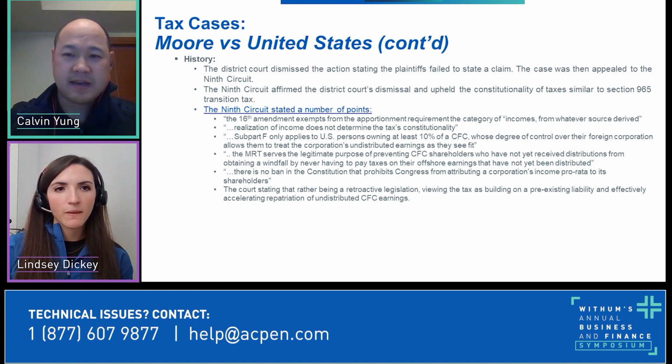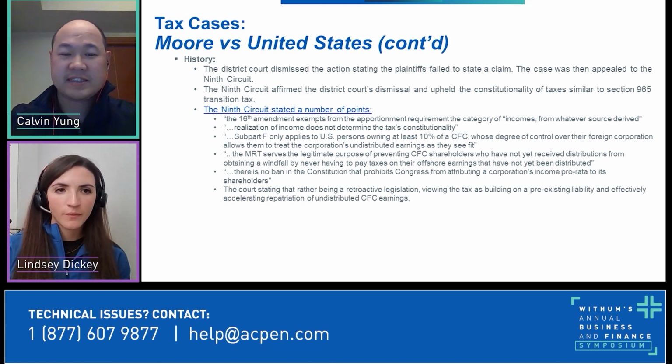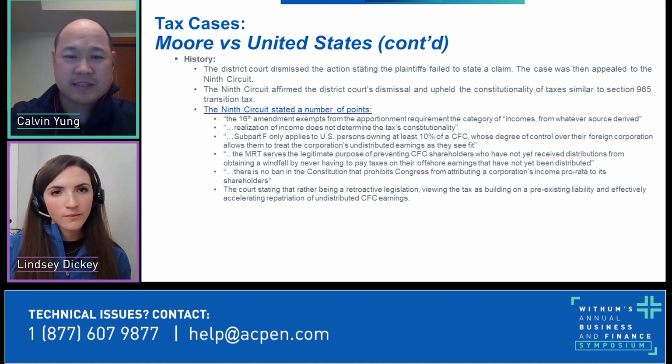Yeah, thank you, Lindsey. It does factor into some of the considerations that we'll touch on the next slide too. But essentially, the other statements that we listed here just support the court's reasoning as to why 965, the mandatory repatriation tax, is a constitutional tax.